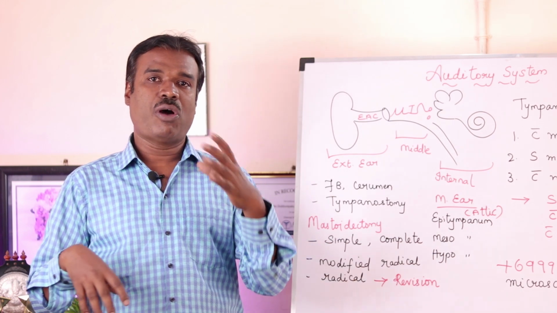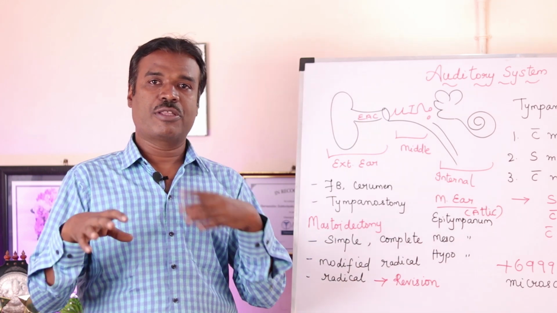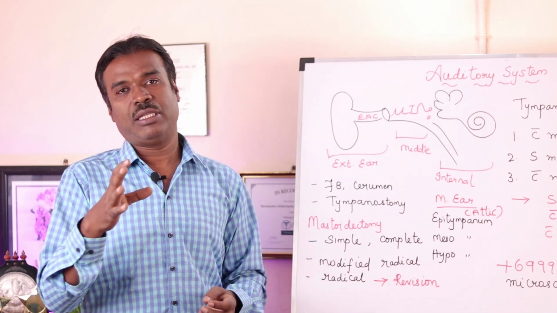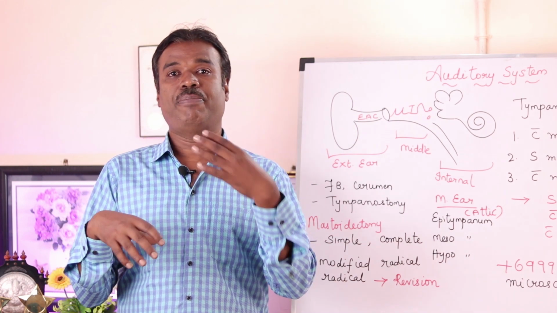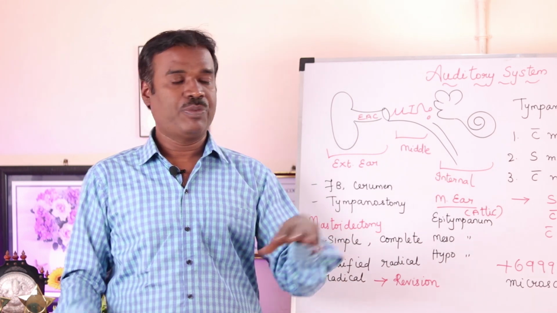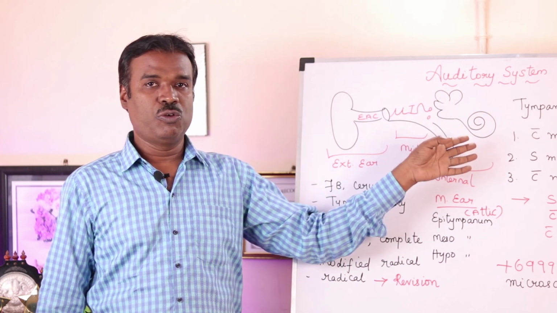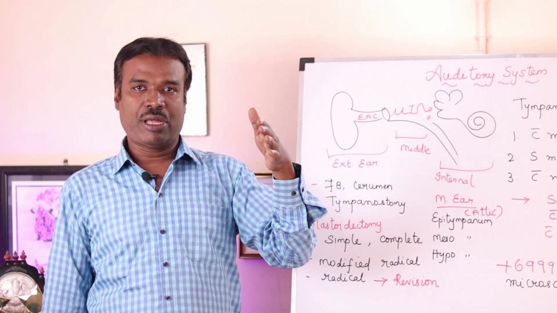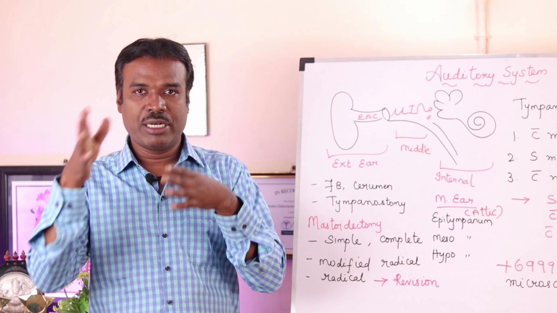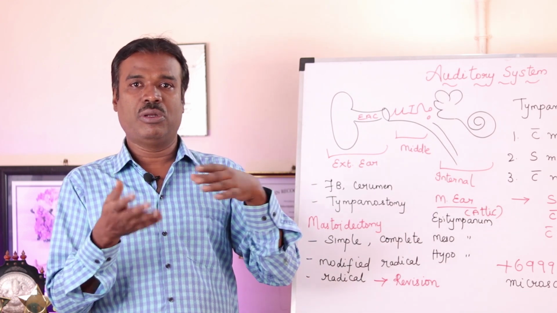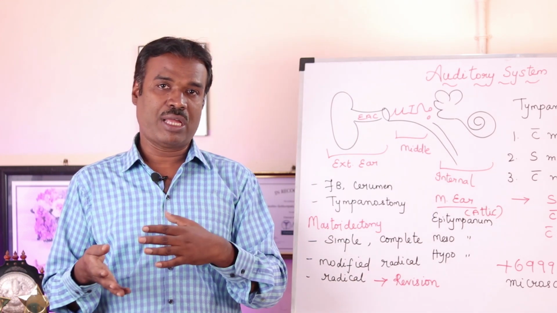And the inner ear, we call it a labyrinth. There are two types, bony labyrinth and membranous labyrinth. They enclose a fluid called perilymph and endolymph. When you see this internal ear, the vestibule is divided into two parts, a utricle and a saccule, and there is a most dependent portion of the vestibule called the endolymphatic sac.